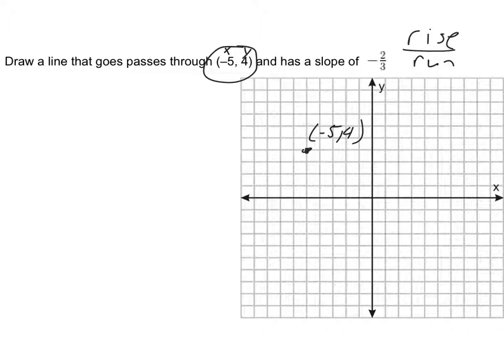Now one thing that's different is you'll see a negative here. This negative always goes with the top number. So my rise is a -2. That means I'm going to go down 2. And then my run is the bottom number of 3. 1, 2, 3. That puts my point right here, and I can connect the two with a line. Here's the line that passes through -5, 4 and has a slope of -2/3.